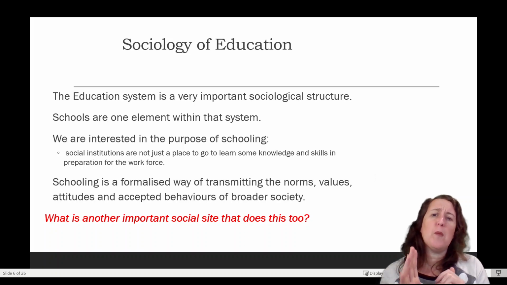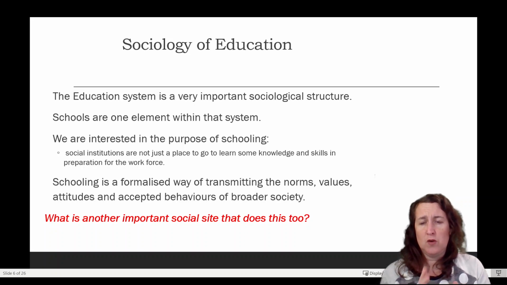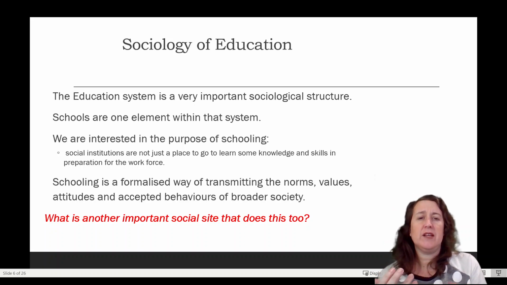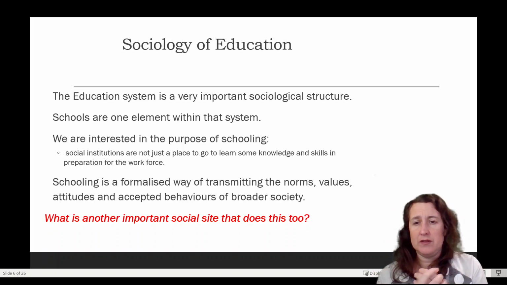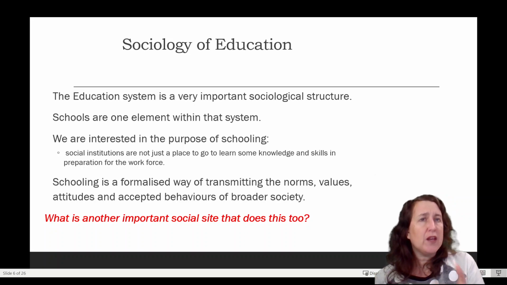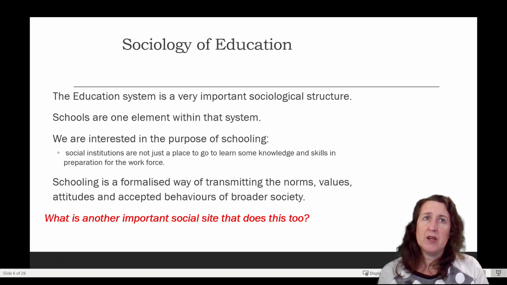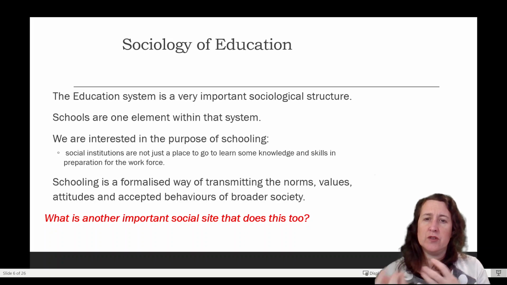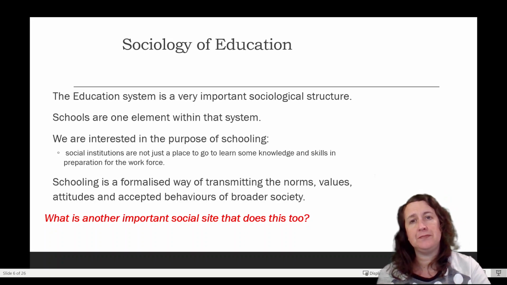So schooling is a formalised way of transmitting the norms, values, attitudes, and accepted behaviours of broader society. So we're not just transmitting curriculum knowledge, we're also transmitting values, norms, attitudes, and behaviours. Can you think of another important social site that also transmits norms, values, attitudes, and accepted behaviours? I'm hoping you said family, because that is an important site for transmission of those sorts of things, but also media and pop culture. There are other social sites that do this values transmission.